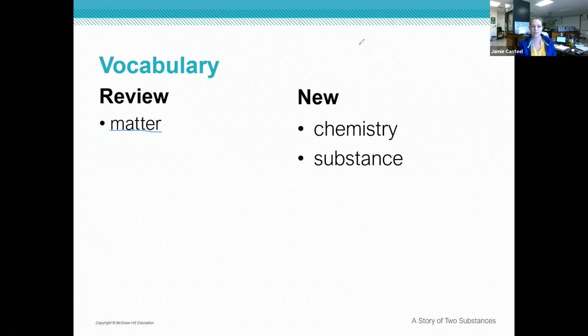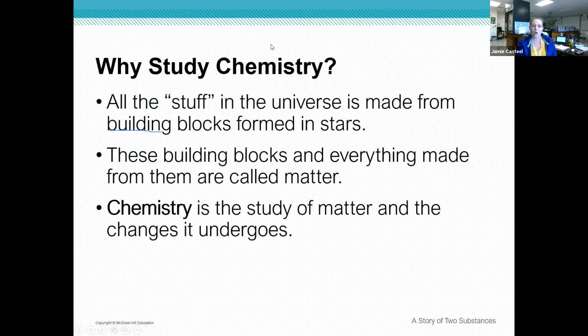So, why do we study chemistry? Everything in the universe is made from the building blocks that were formed in stars.